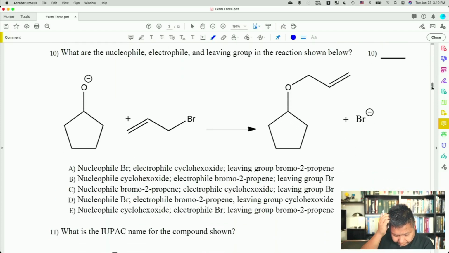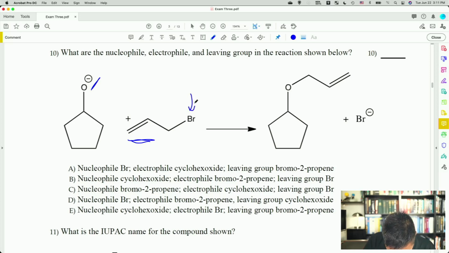Okay, which of the following is a nucleophile, electrophile, and leaving group? The alkoxide here is the nucleophile. The alkene is the electrophile. So that's like 2-bromopropene, and then the leaving group is the bromine.